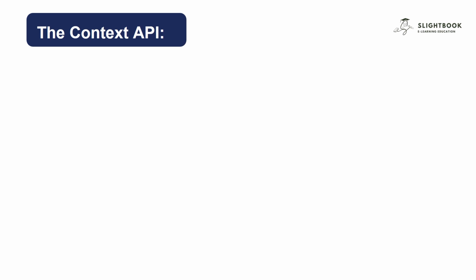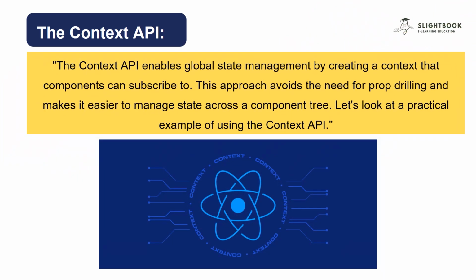The Context API. The Context API enables global state management by creating a context that components can subscribe to. This approach avoids the need for prop drilling and makes it easier to manage state across a component tree. Let's look at a practical example of using the Context API.